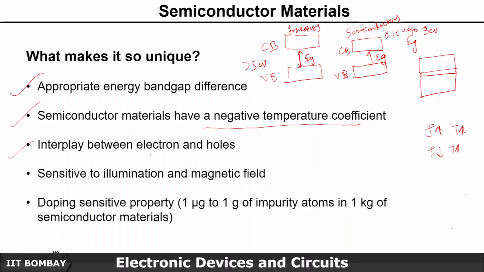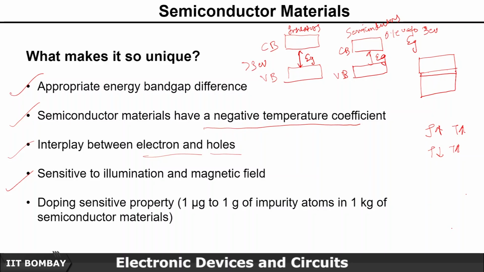Third thing is the interplay between electrons and holes. So unlike conductors where electrons are the only charge carriers which can constitute the current, in case of semiconductors there are two particles, electrons and holes, which will constitute the current, and the flow of one controls the other. So this interplay between electrons and holes is very, very important. Fourth thing is it's sensitive to illumination. So photons can create the charge carriers, which also makes semiconductors fairly unique and enhances their functionality and application.